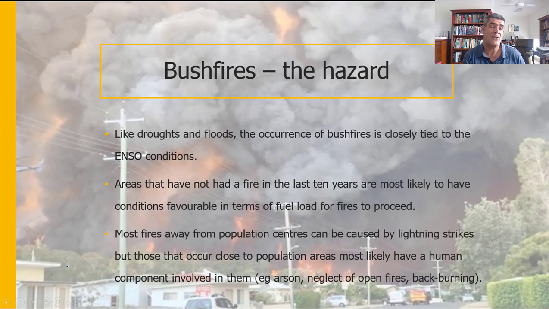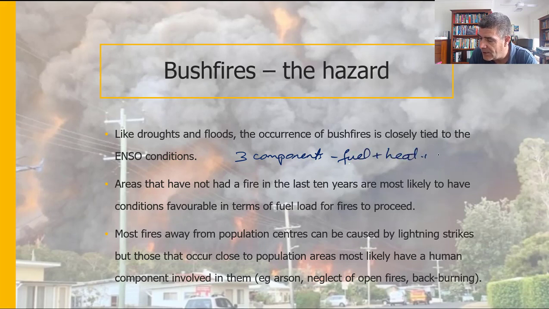So what are the hazards associated with bushfires? Well, if we think about fires, we think about three important components. The first of those is the fuel. The second is heat. And the third is oxygen. So these three components are very important. They form a little fire triangle. And this is what we have an awful lot of in the Australian bush. We have a huge amount of fuel.